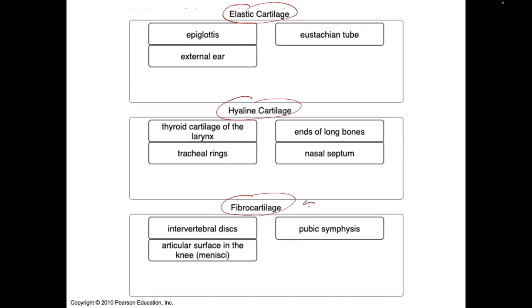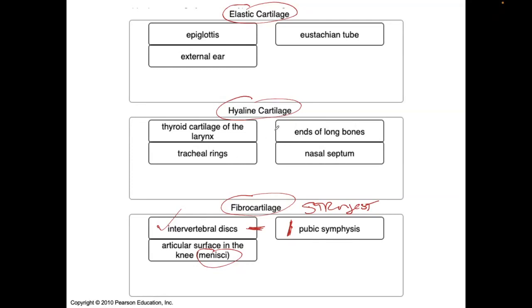So fibrocartilage, remember I said that's the strongest? That's the strongest. So we think of the intervertebral discs, the IVDs, which runs this way. The pubic symphysis runs that way between the pubic bones. And then the menisci, medial and lateral meniscus of the knee. So all those fall under fibrocartilage.